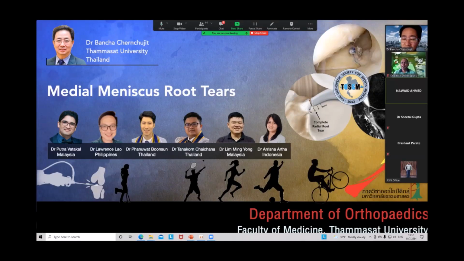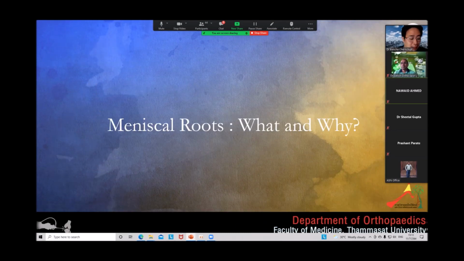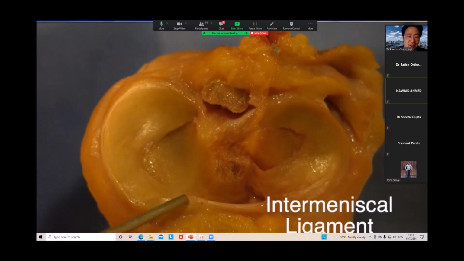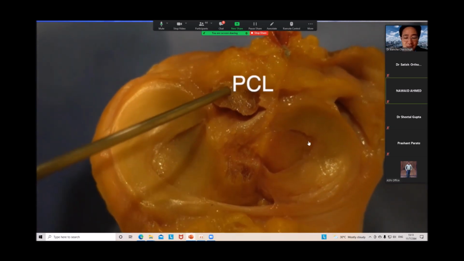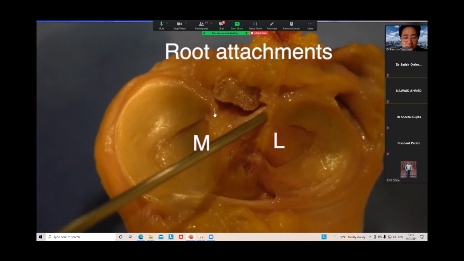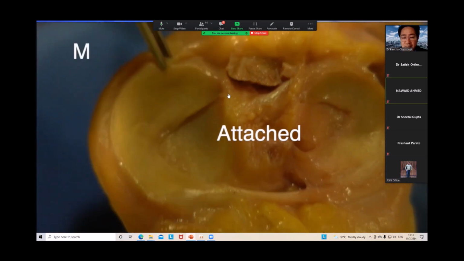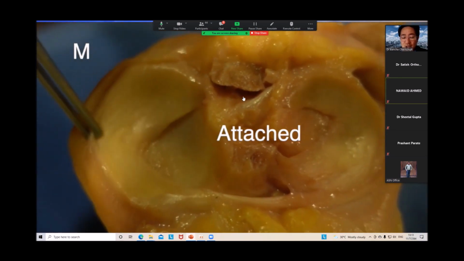So I'm talking about the meniscus root tear. It's a big issue because, for me, it's the most difficult meniscus repair and it's not straightforward. Looking at the anatomy of the meniscus, the medial side and lateral side are not the same, and the most common problem is the root. The medial side is more attached compared to the lateral side.